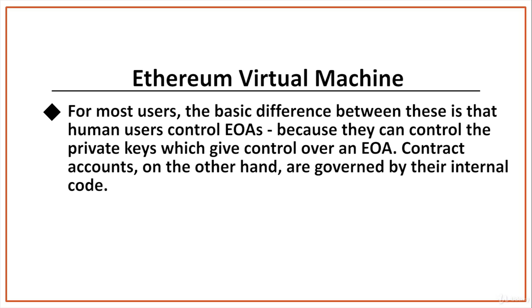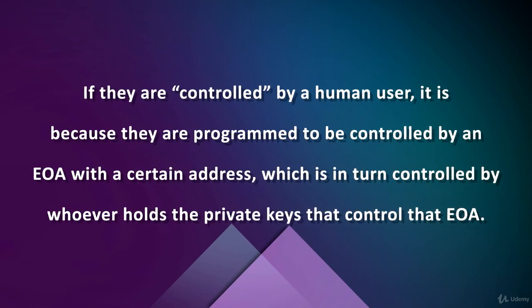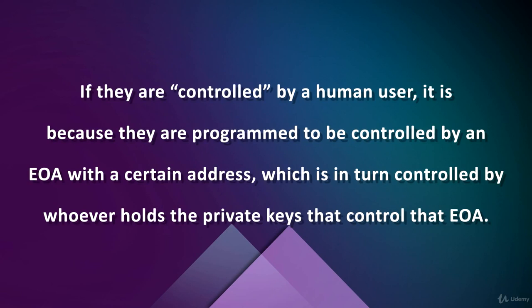But contract accounts, on the other hand, are governed by their internal code. If they are controlled by a human user, it is because they are programmed to be controlled by an EOA with a certain address, which in turn is controlled by whoever holds the private keys that control the EOA. And the popular term smart contracts refers to code in a contract account, programs that execute when a transaction is sent to that account. And users can create new contracts by deploying code to the blockchain.